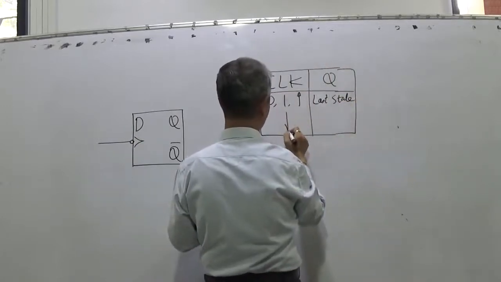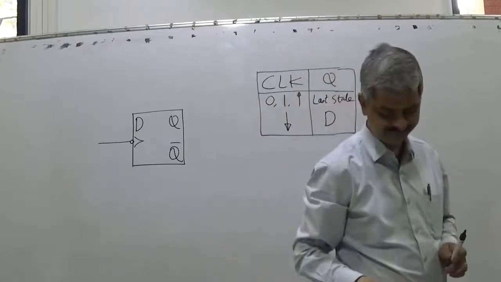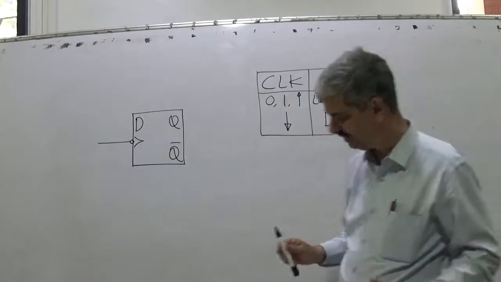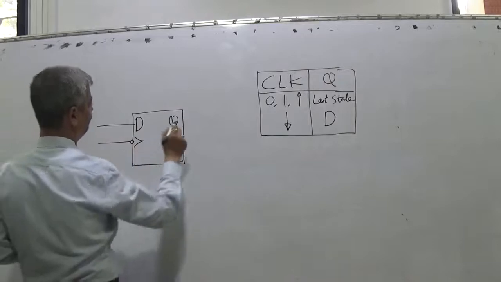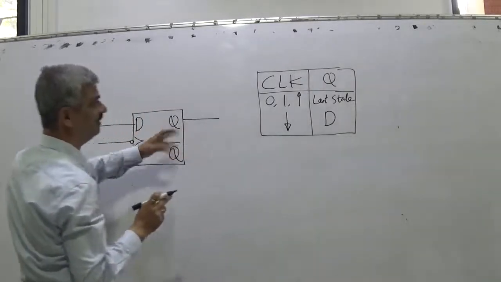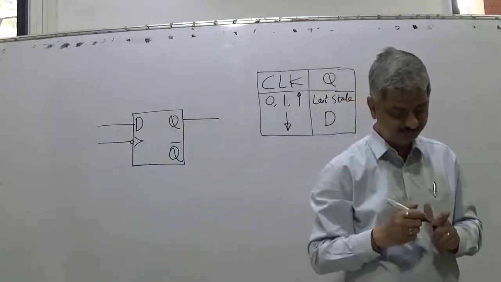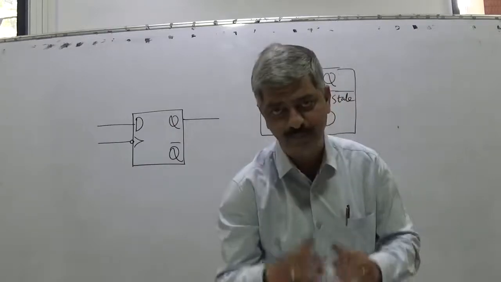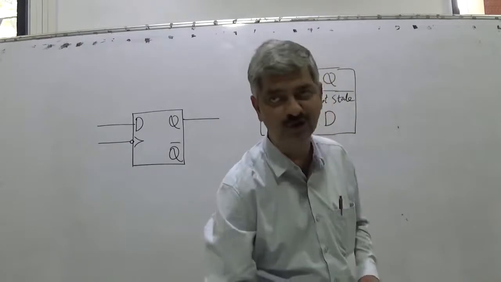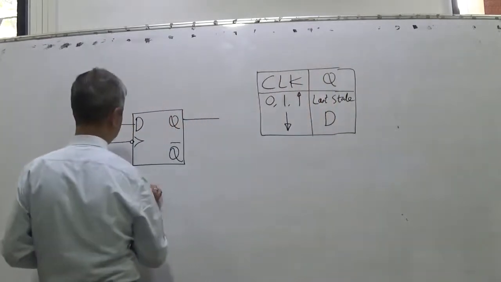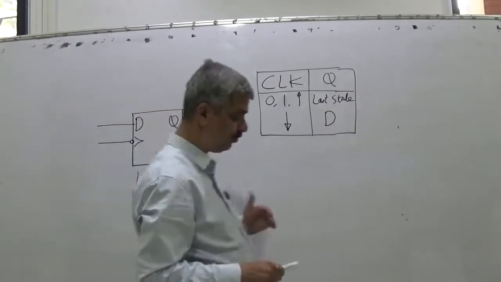And when the clock is going down, Q is D. Very simple. Whatever you apply, the inputs are D and clock, and the output is Q. Q bar is not required to a large extent unless we have some specific applications. It is a clocked D flip-flop. It is also called a D latch, and it's clocked.